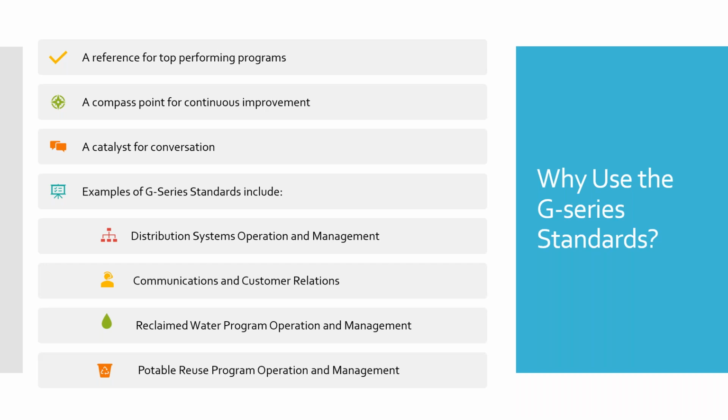And some examples of the type of standards that are included in the G series, there are many, by the way: distribution systems operation and management, communications and customer relations, reclaimed water operation and management, potable reuse program operation and management, and of course, water conservation program operation and management, which is what we're talking about today.